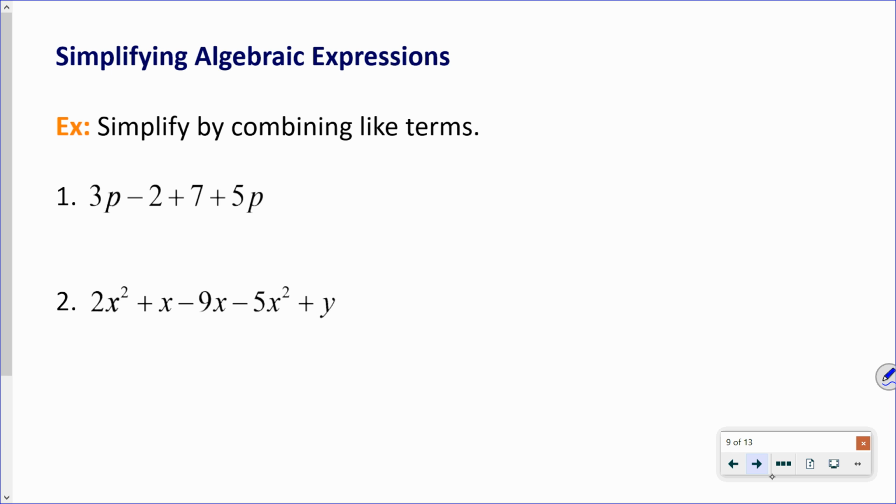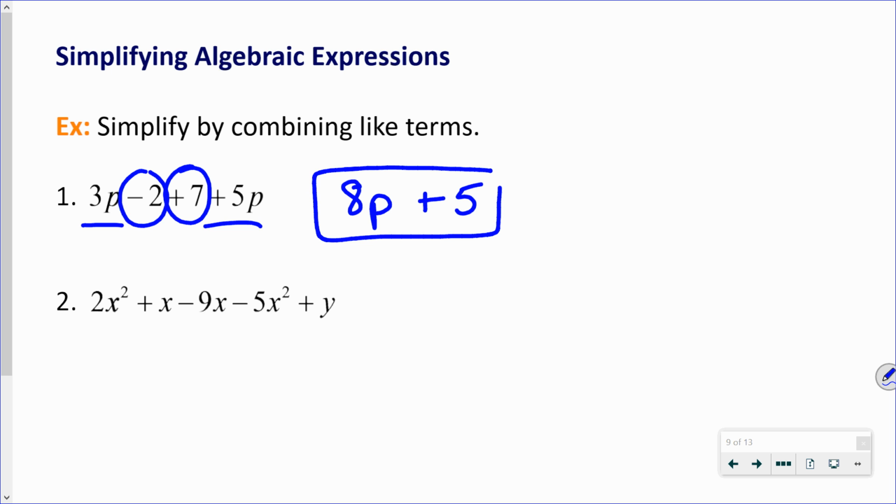So for a few more examples, I've got another simple one, very similar numbers to the example I just did with p's this time. I'm looking for like terms. I see I have a 3p and later on a 5p. So that's going to give me an 8p. And then I see that I have a minus 2 and a plus 7. And those are both constant terms, which I can combine together to give me a positive 5. And that's as far as I can go, simplifying that expression.